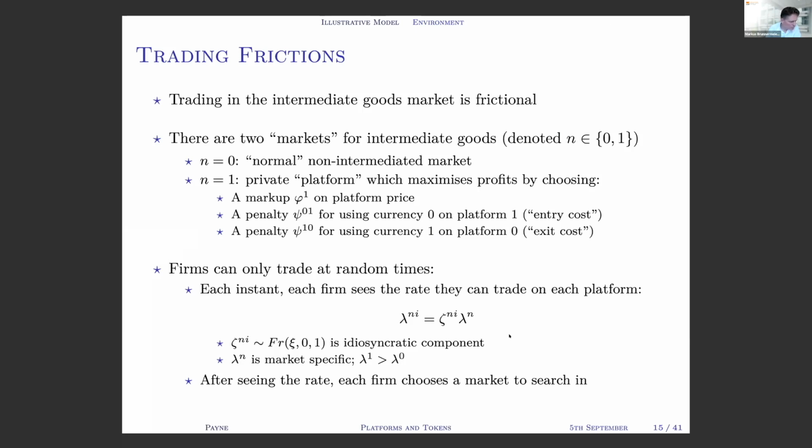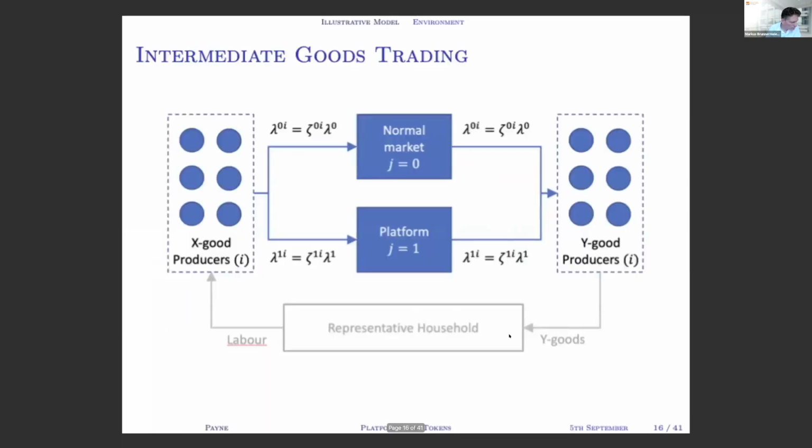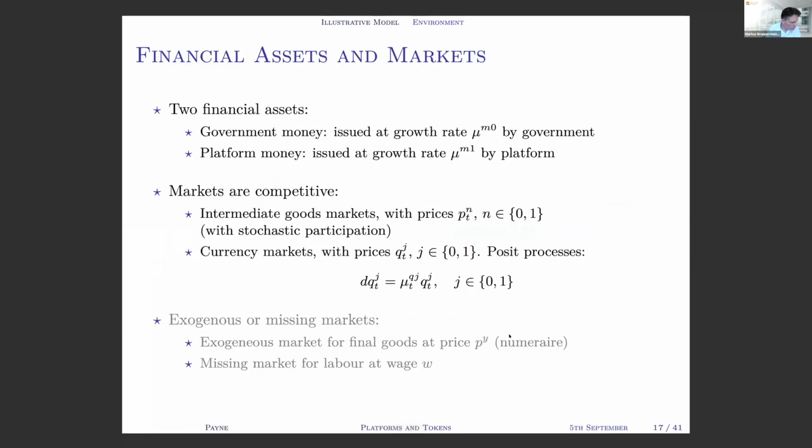Okay, so they're good questions. Okay, so then financial assets. Here we just have two financial assets. We have the government money, which is issued at a constant rate by the government. And there's also the platform money, which is issued at a rate by the platform. And markets are competitive, so participation is random, but once everybody enters the market, it's a competitive market.